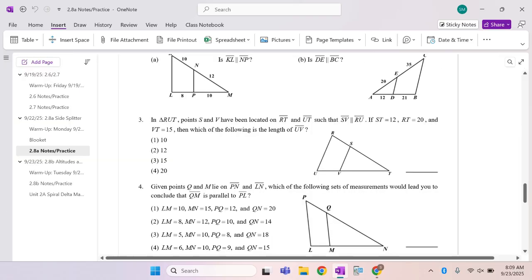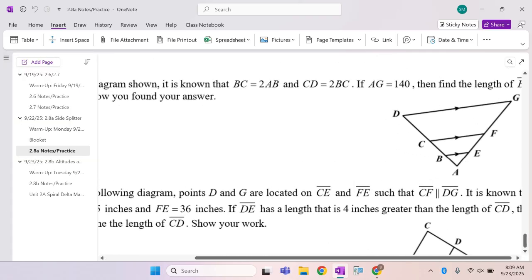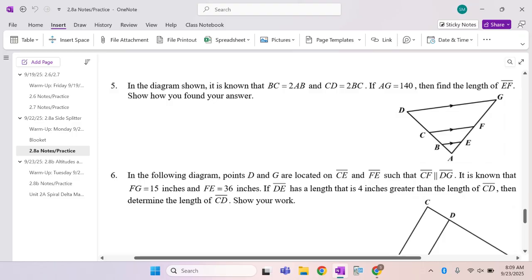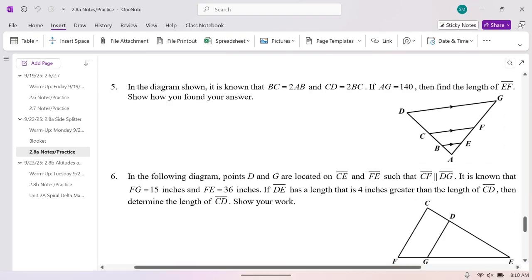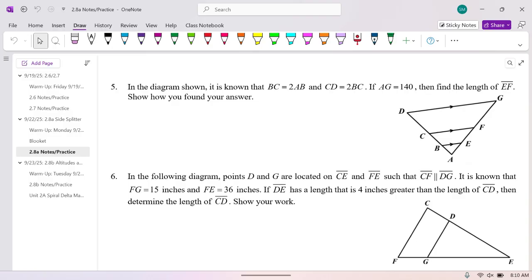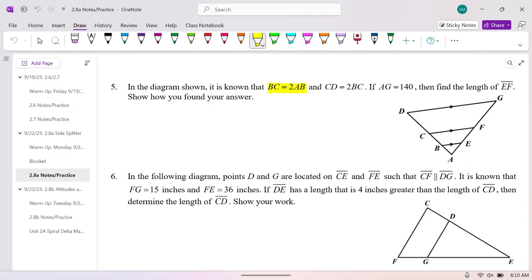So I'm looking at number 5. Number 5 states that in the diagram shown, BC is equal to twice the side length of AB, CD is equal to twice the side length of BC, and AG is equal to 140. And it wants to know what the length of EF would be.